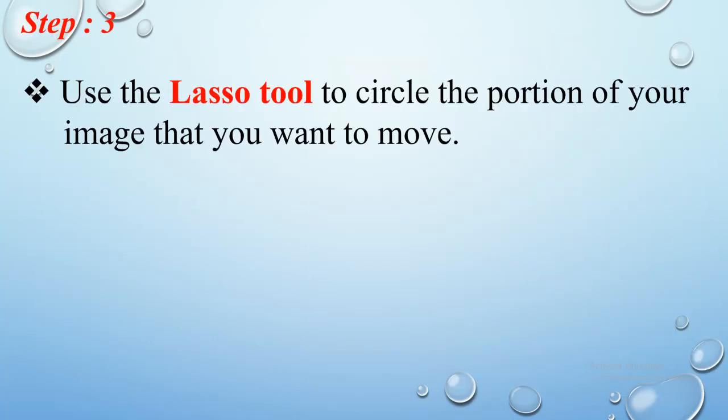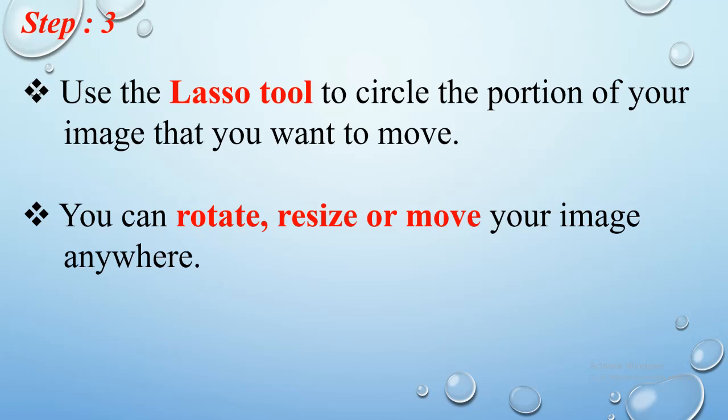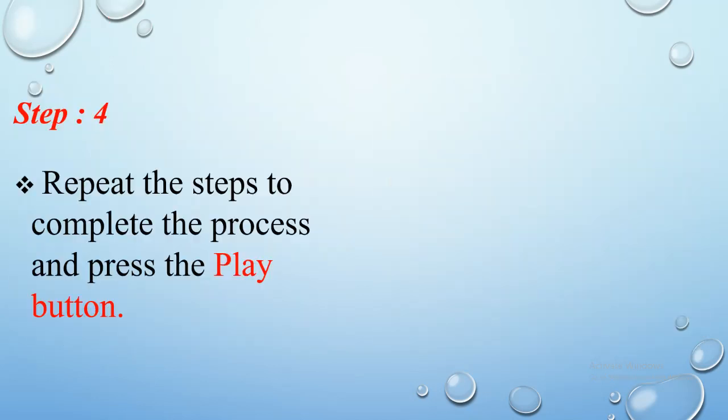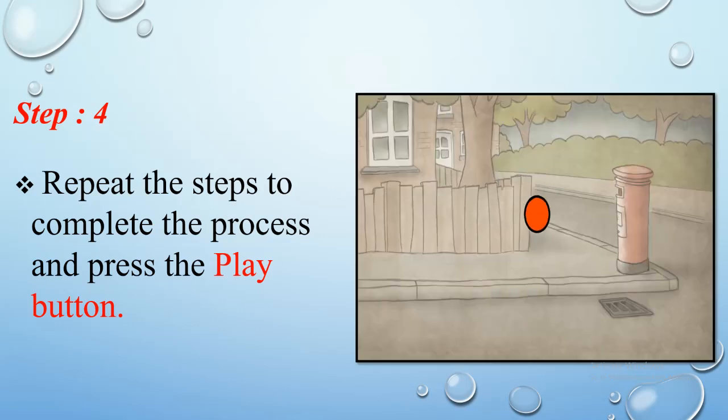Step 3: use a lasso tool to circle the portion of your image that you want to move. Then you can rotate, resize or move your image as you wish. Copy the image and paste it in different frames. Repeat the steps to complete the process and press the play button. This is the final video which I have created.